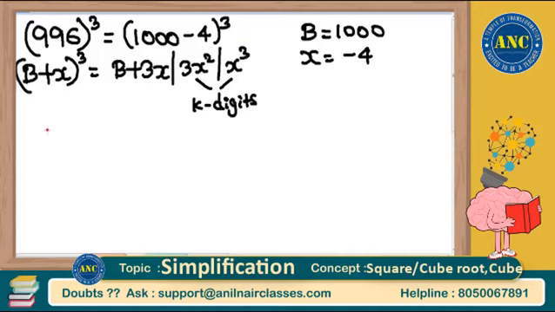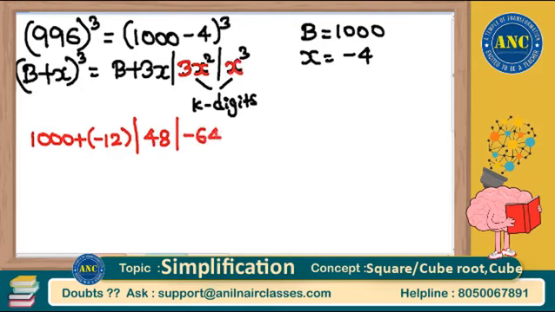If I substitute, b value is 1000. 1000 plus 3 into minus 4, it is minus 12, slash 3x squared. x is minus 4, whole square, which is 16. 16 into 3 is 48. Last place is x cubed. Minus 4 whole cube is minus 64. Now think logically. 996 is a positive number. If I cube a positive number, will I get a negative, sir? No, I will definitely not get a negative if I cube a positive number. That means I don't want this negative sign. I should convert this negative to a positive sign.